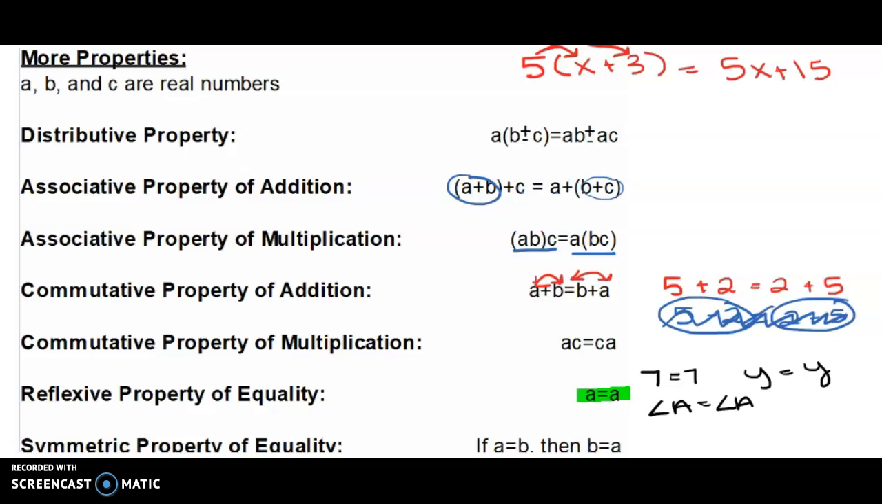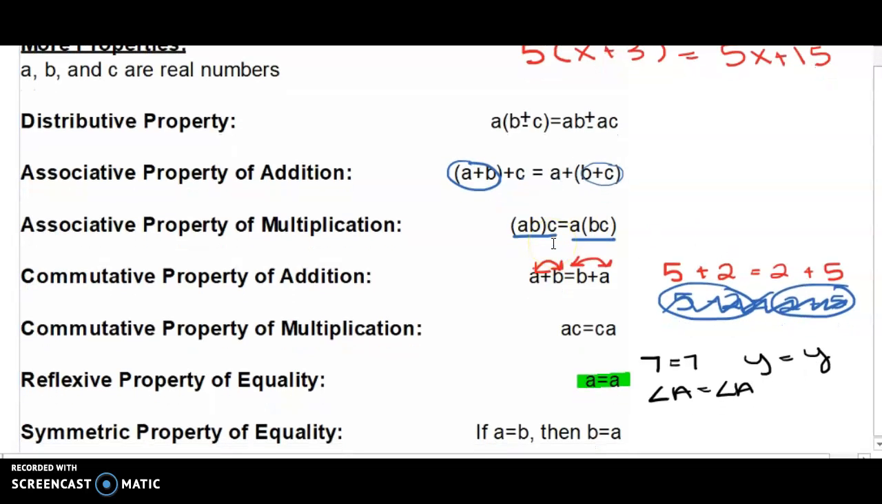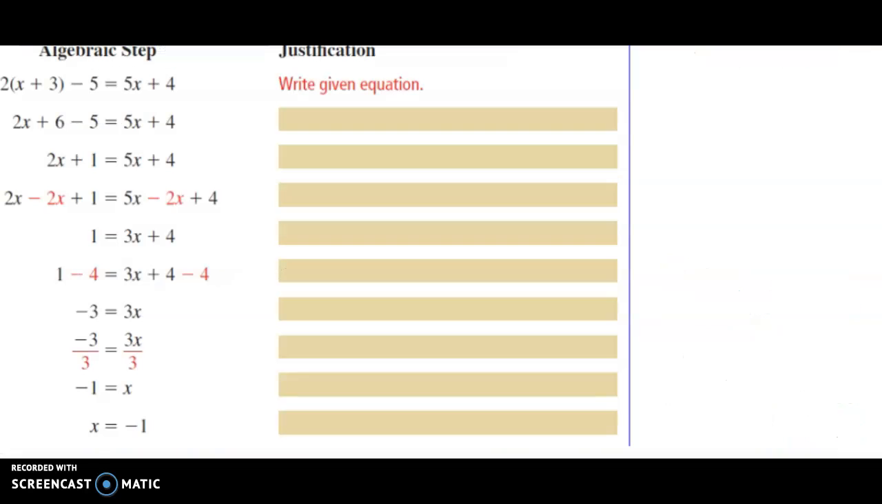The symmetric property of equality: you can flip what's on each side of the equal sign and it doesn't matter. So if A equals B, then B equals A. If we're doing a problem and we get -5 equals x, we can flip that around to say x equals -5, and it means the same thing. That would be an example of the symmetric property of equality. All right, let's do an example here.